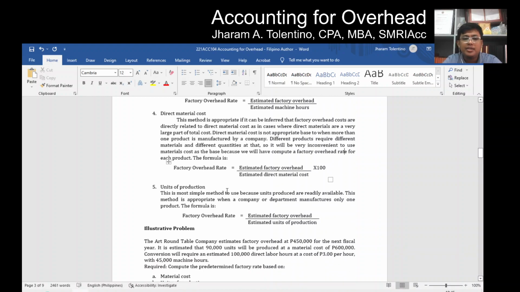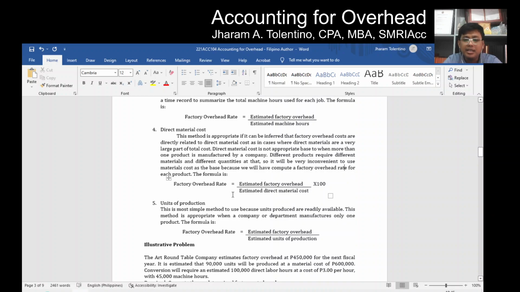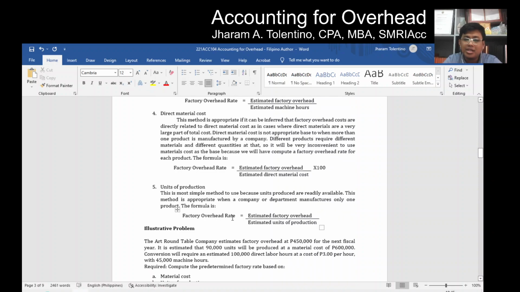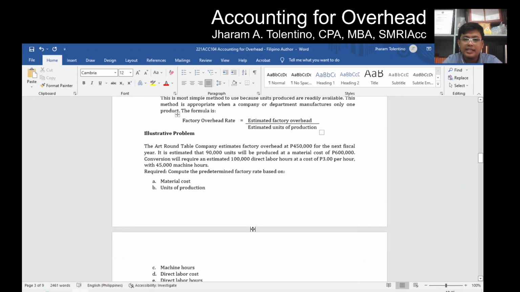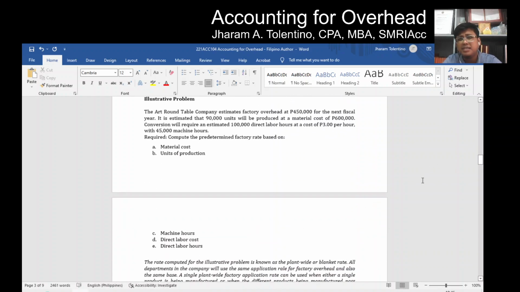And then we have the units of production, yung pinaka-simple. No? Bakit? Kasi idi-divide mo lang siya with the number of units produced. So factory overhead rate or predetermined factory overhead rate is computed as estimated factory overhead divided by estimated units of production. Okay? So, check natin yung mga pinagsasabi natin. Mahaba siya, pero sabi ko nga sa inyo, ang isipin nyo lang, ano yung denominator.